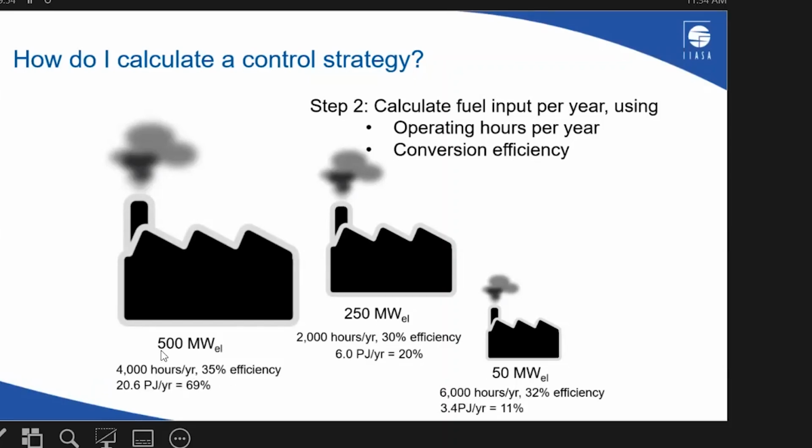So for the fuel input, you multiply 500 megawatt with 4,000 hours per year, okay? You will get megawatt hour, convert it into petajoule, and then divide by the overall efficiency. You will get the fuel input of 20.6 petajoule per year for the first power plant, 6 petajoule per year for the second power plant, and 3.4 petajoule per year for the third power plant. Now see, this is one region and it has only 3 coal power plants. So the coal input is going 69% in this power plant, 20% in this power plant, and 11% in this power plant.